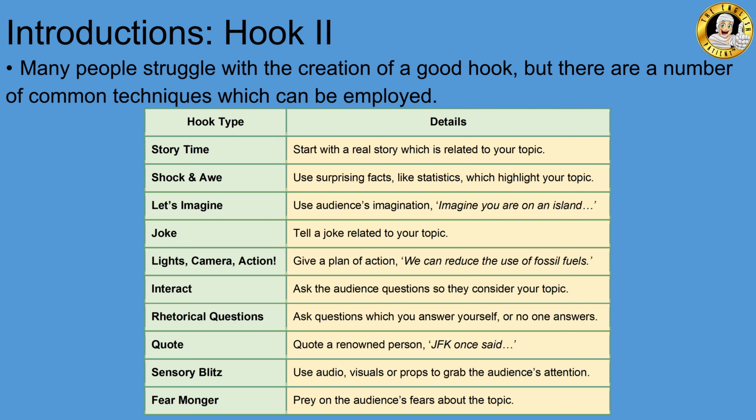Interact. Ask the audience questions which they are going to answer. So you're literally directly asking members of the audience questions, getting their answers to the questions, trying to get them to consider or think about your particular topic. And another way of doing this is rhetorical questions. Rhetorical questions are questions which you will answer yourself, or which nobody is going to answer. Essentially, you're just asking a question, but not of a particular member of the audience, and then going on perhaps to state the answer, or perhaps not to state it quite yet.